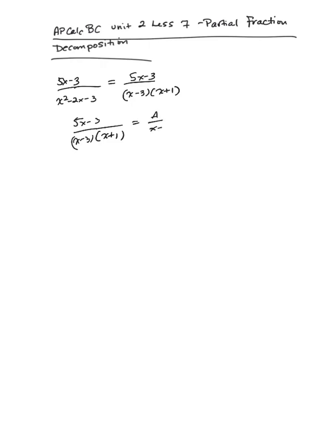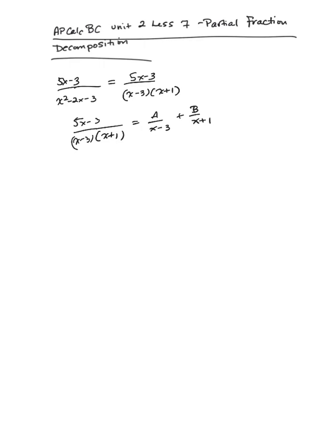So just to remind you, let's say you have (5x - 3)/(x² - 2x - 3). You would make this (5x - 3)/((x - 3)(x + 1)). And then you would set this equal to A/(x - 3) + B/(x + 1).